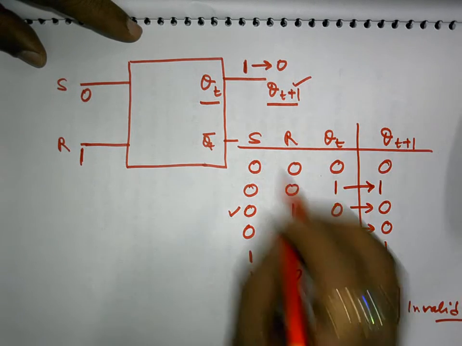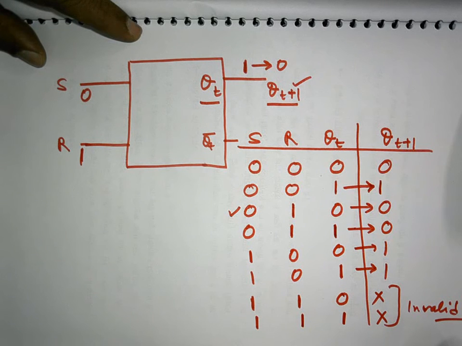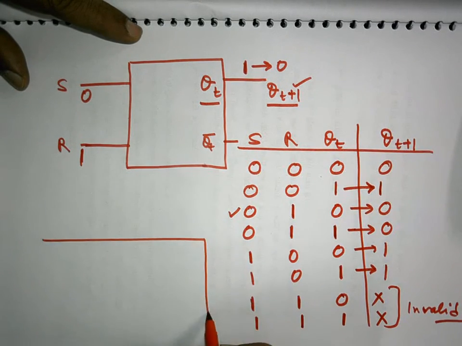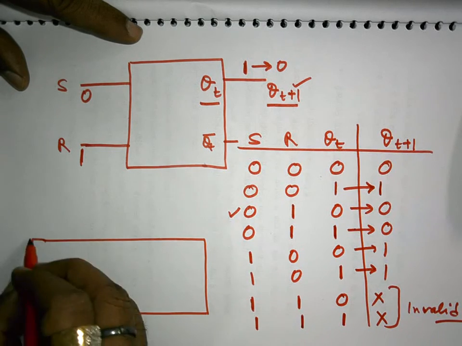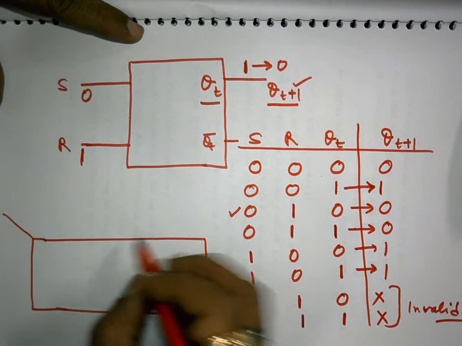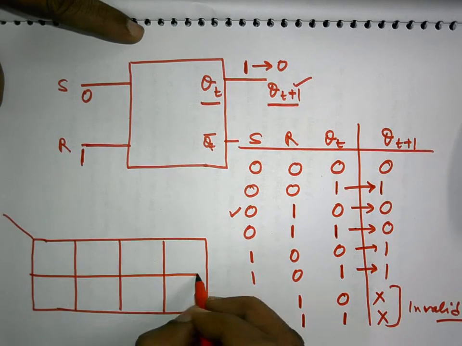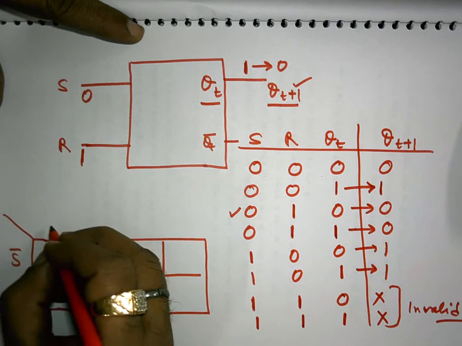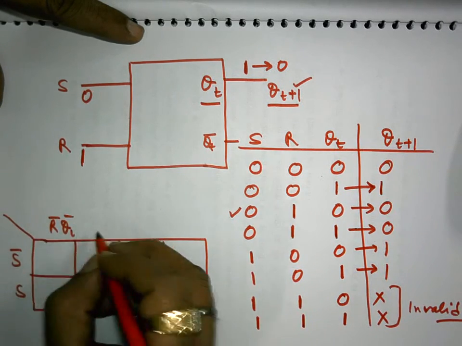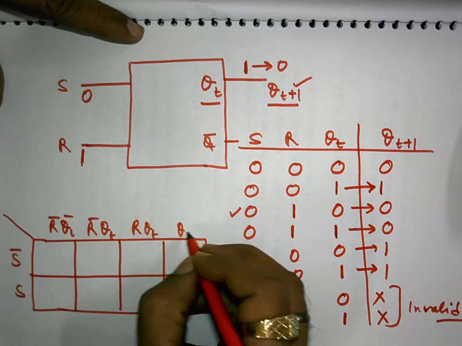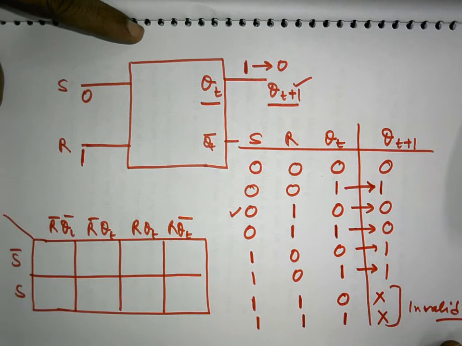Now you are visualizing this circuit as a 3 input, 1 output circuitry. So can you make a K-map for this circuitry? You can very easily make a K-map. You can take the S input on one side and the R and Qt inputs on the other. So this will be S bar, S, and R bar Qt bar, R bar Qt, R Qt and R Qt bar. Am I right? This is the way we can write the output.